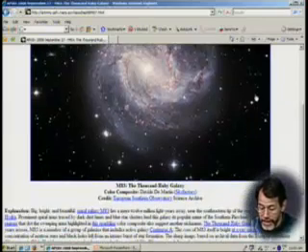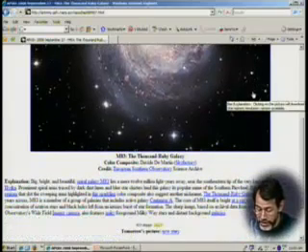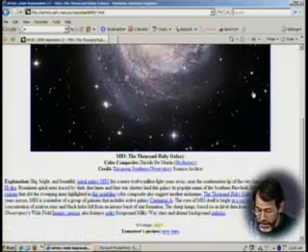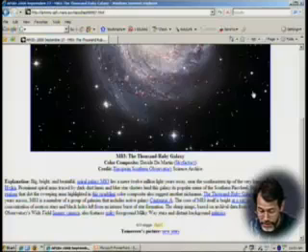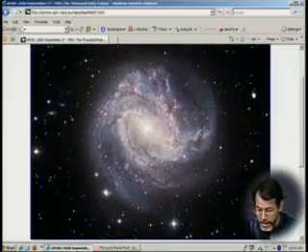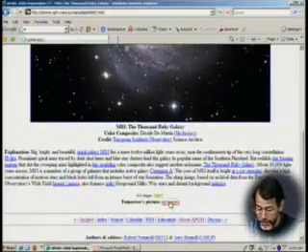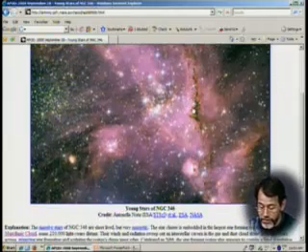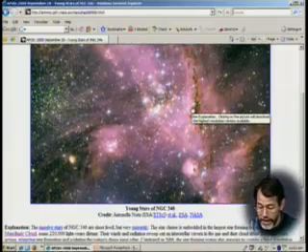And so this, labeled M83, can be seen with a small telescope. It's also called the Thousand Ruby Galaxy, also called the Southern Pinwheel. So you need to see it from the southern hemisphere. Relatively nearby spiral.